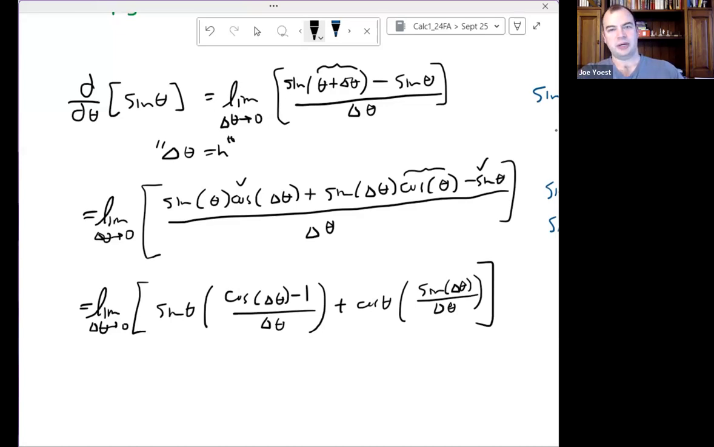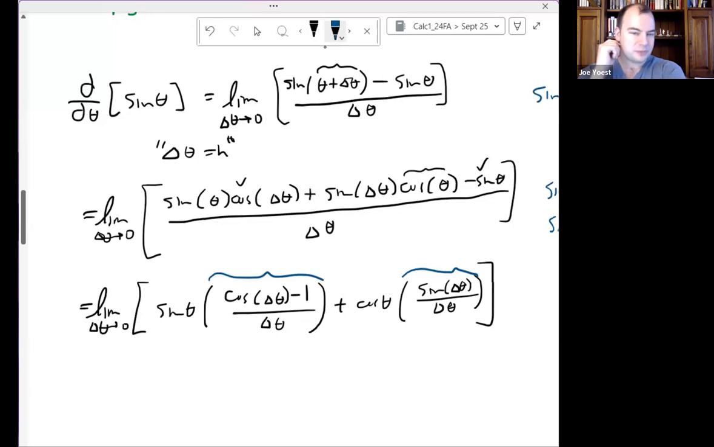So really what my problem comes down to is evaluating these two limits. I noticed that both of these are indeterminate forms. As delta theta goes to 0, I end up with something that looks like cos of 0, which is 1, minus 1, 0 over 0. Or as delta theta goes to 0, I get sine 0 over 0, or 0 over 0 again. And it turns out I can't really make much headway here.